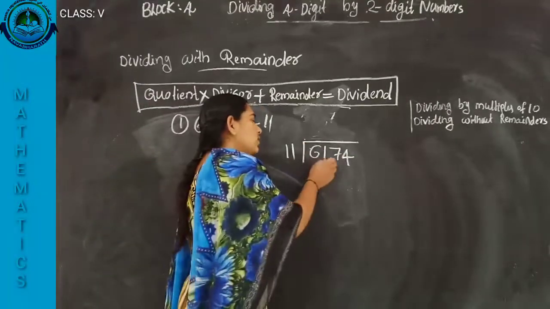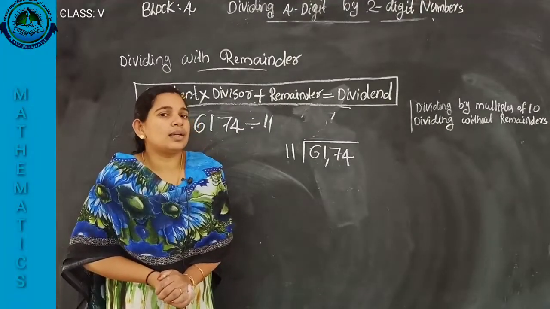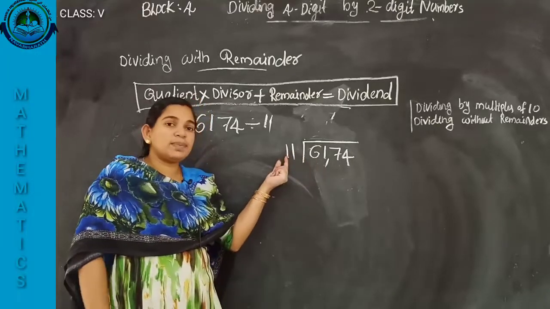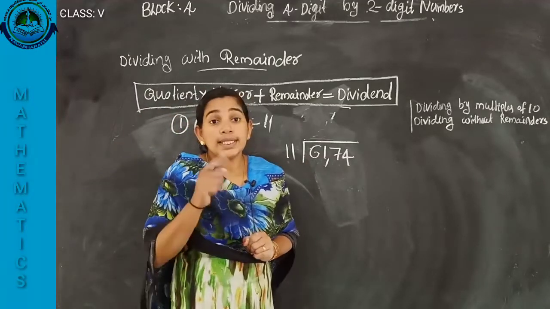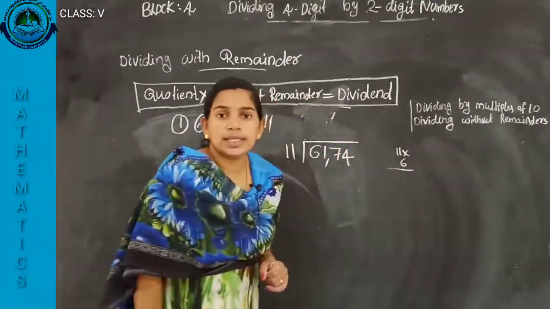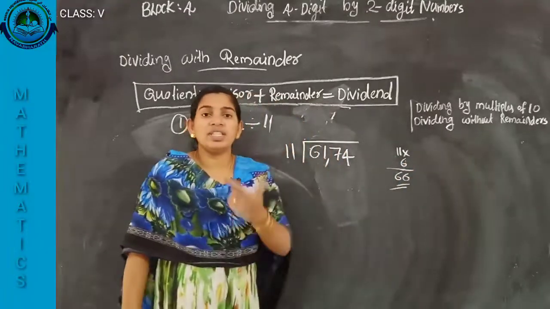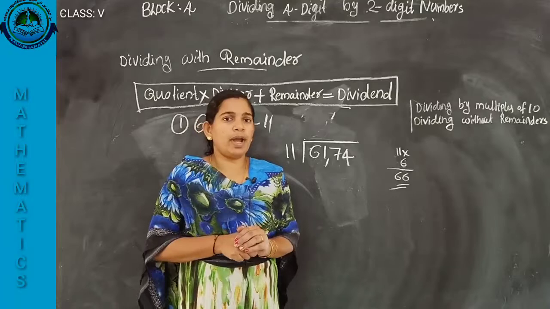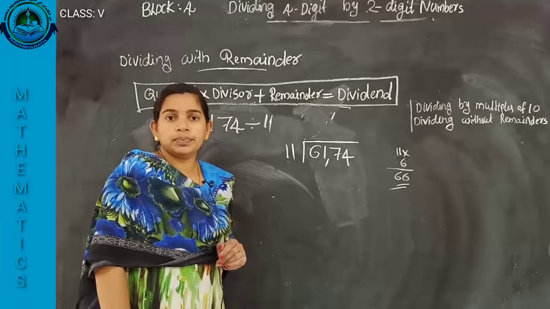Then here, 2 digits. So we take the first 2 digits. The first 2 digits are 61. In 61 how many 11s are there? Check it. Which number do we multiply with 11 to get close to 61? 11 into 6 is 66, but here we have only 61. So 6 11s are not there. So the next number, 5. 11 into 5, 55.